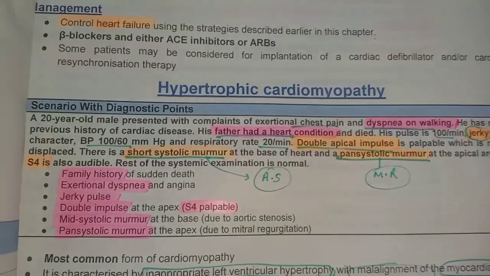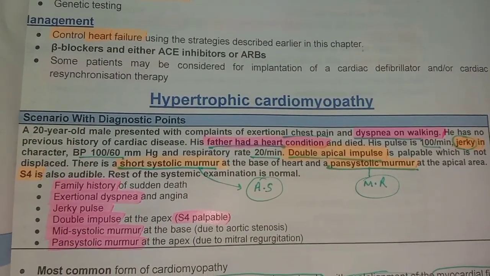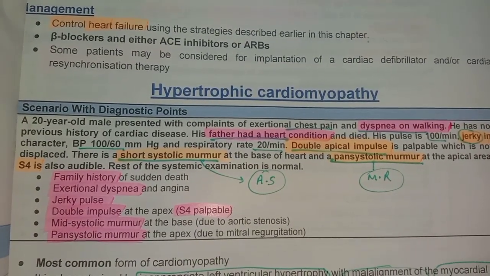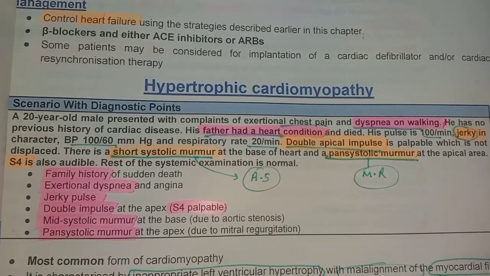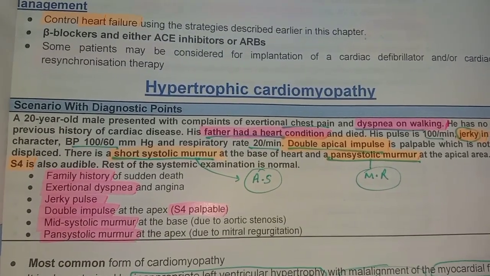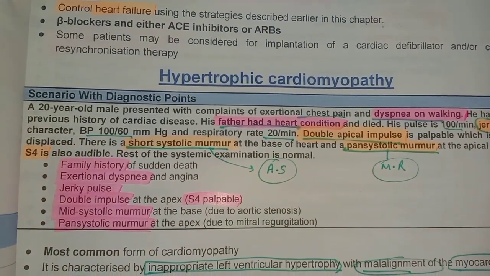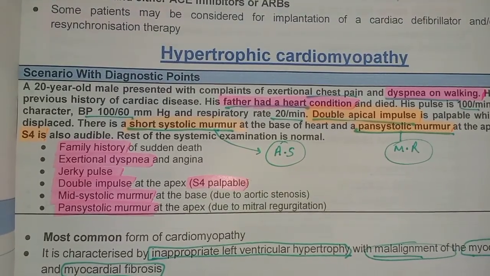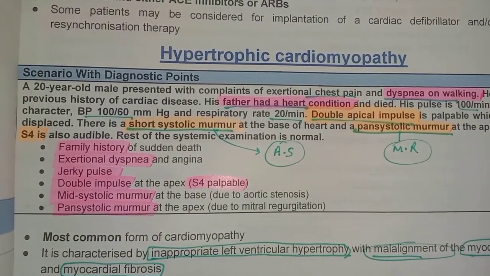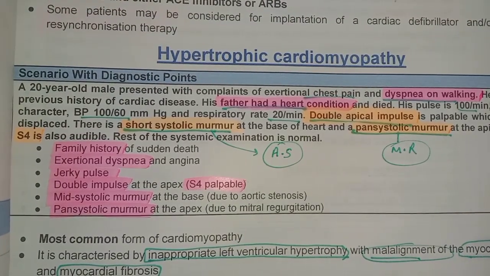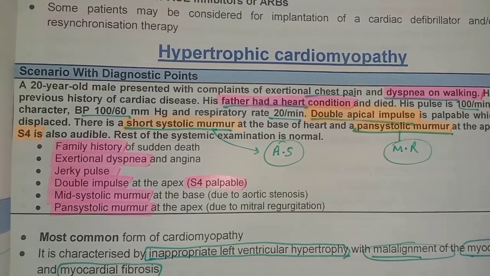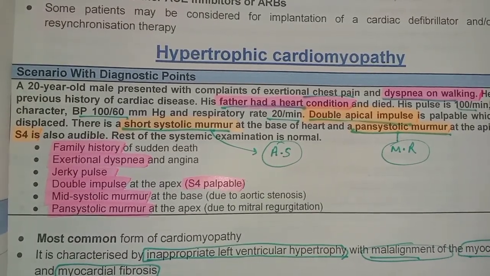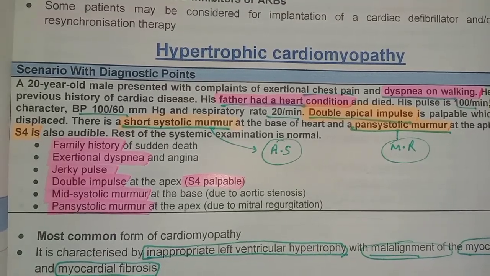Double apical impulse, and there is a short mid-systolic murmur, because of the aortic stenosis, and there is a pan systolic murmur, which is because of the mitral regurgitation, and S4 is also audible. Clinical features include family history of sudden death, exertional dyspnea and exertional angina, jerky pulse, double impulse at the apex, and S4 is palpable. Mid-diastolic murmur due to aortic stenosis and pan-systolic murmur due to mitral regurgitation.